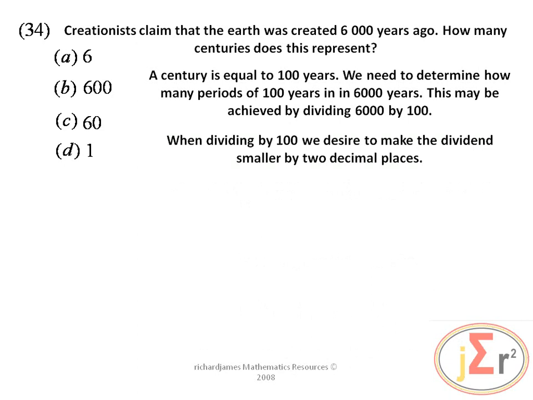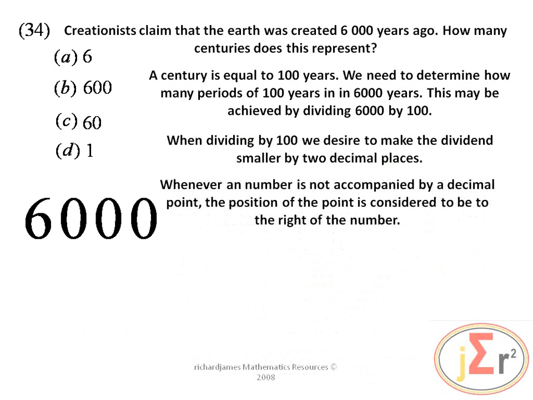When dividing by 100, we desire to make the dividend smaller by 2 decimal places. Whenever a number is not accompanied by a decimal point, the position of the point is considered to be to the right of the number. Jerry prefers to use the relative position of the points and the digits in dividing by 100, 10, and 1000 rather than using long division.